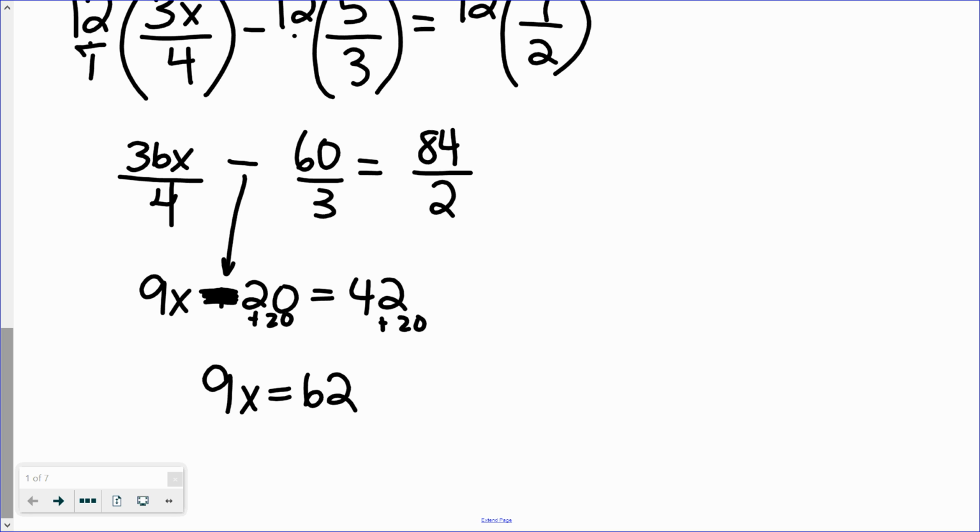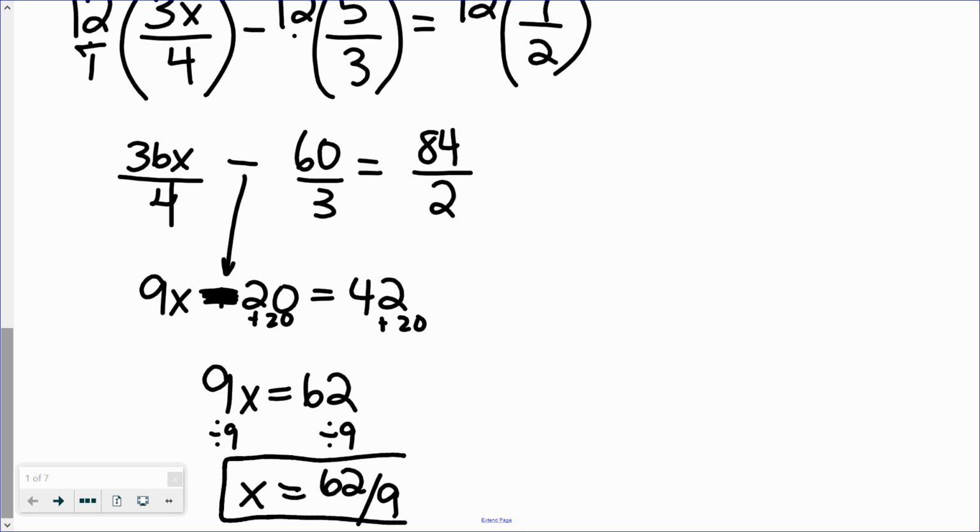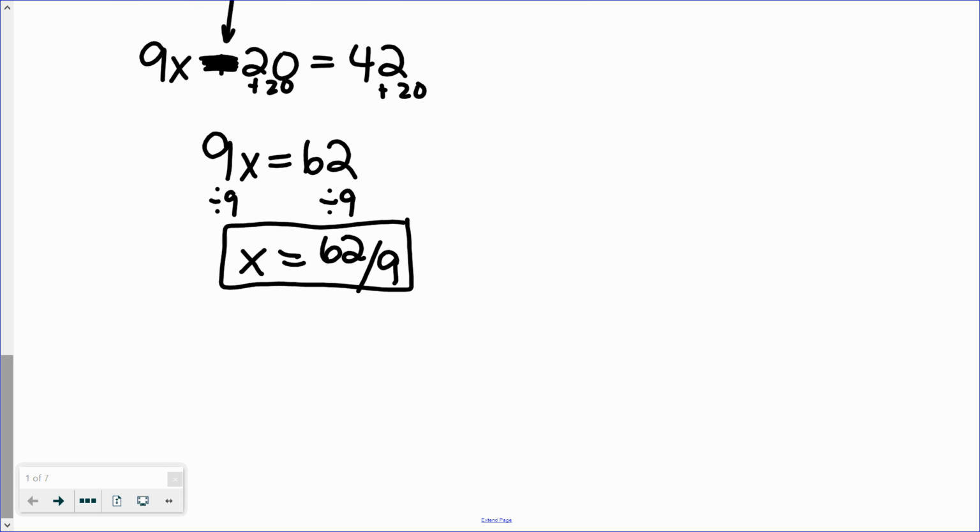And so now in order to solve for x, I need to divide both sides by 9. What I do to one side of the equation, I must do to the other. So now I have x equals 62 over 9. And that is the answer for x that makes this equation true. So the nice thing with this part is it's easy to check your answer. So we can verify this by substitution.